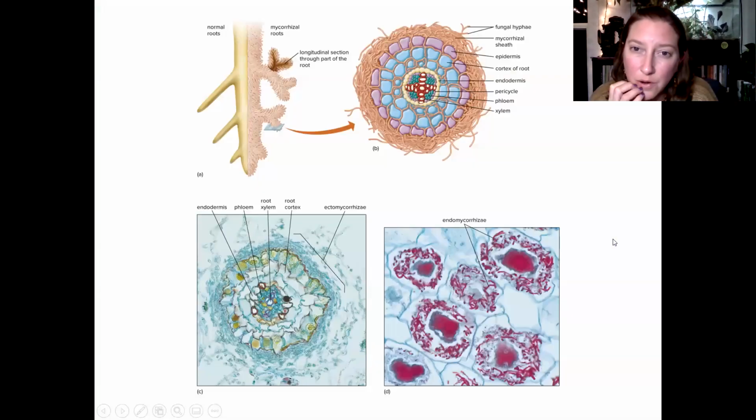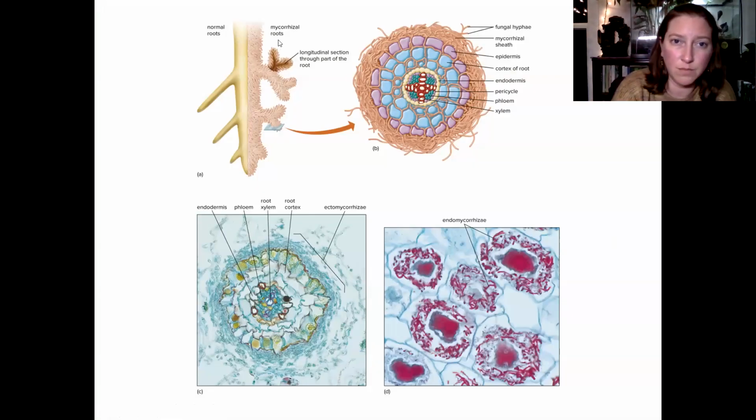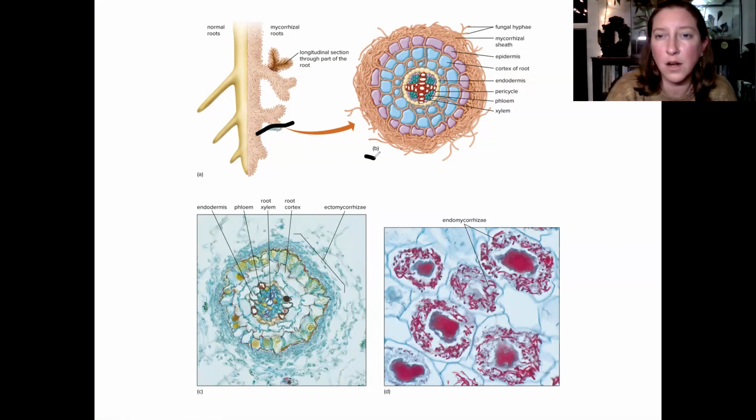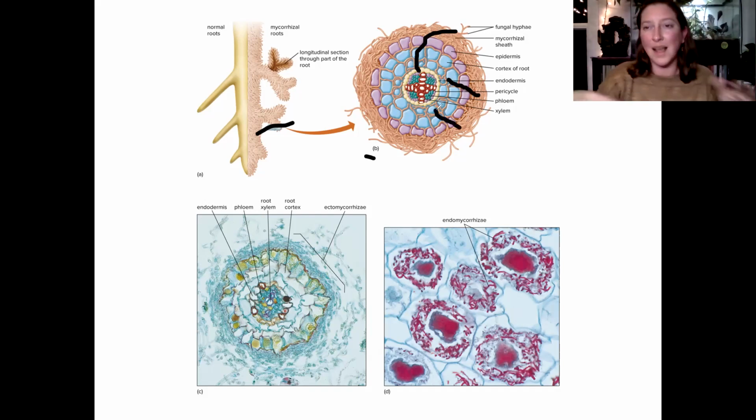I don't need you to know all how this works, but on the left, you see a root. B is showing you a cross section through the root. All those little wiggly worms are supposed to be showing you fungus. And basically what happens is the fungus is able to enter into the root. So it connects it to the soil almost.